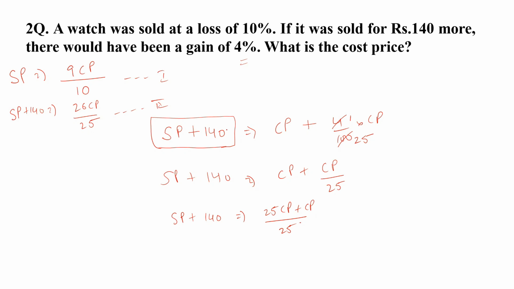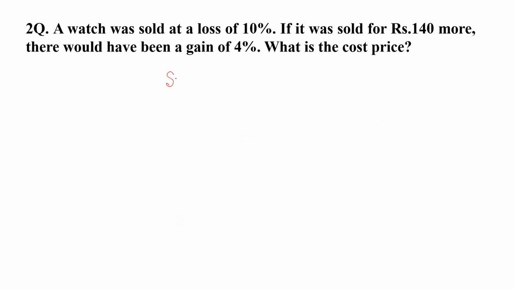Okay, so if we are writing all these, the first SP is equal to 9 cost price divided by 10, and the second SP, the sale price plus 140, was equal to 26 cost price divided by 25, and this equation was like that. Okay, so now what we have to do, I think it's not going to be difficult for you right now. So this is equation number second and this is equation number first.